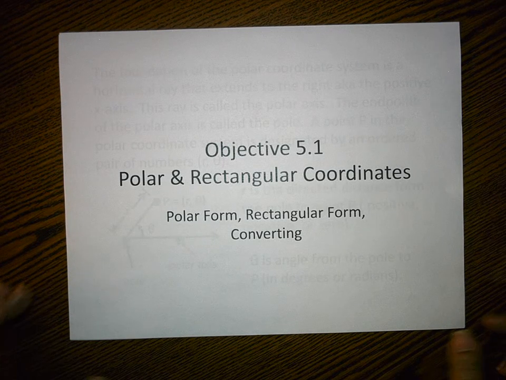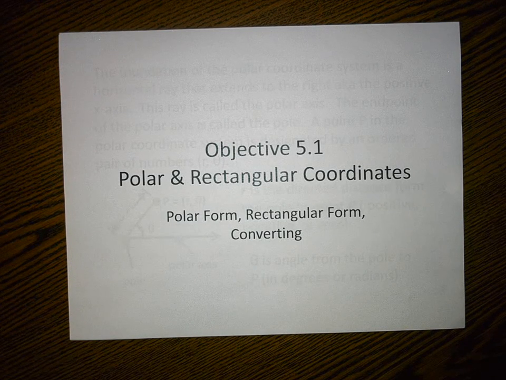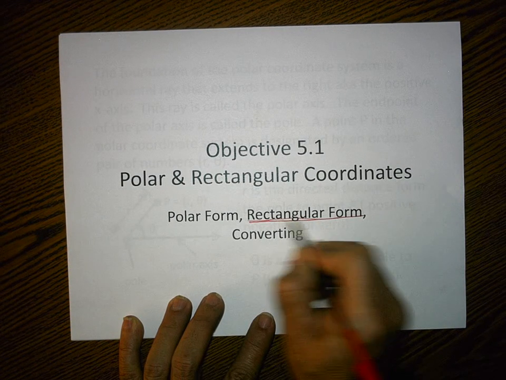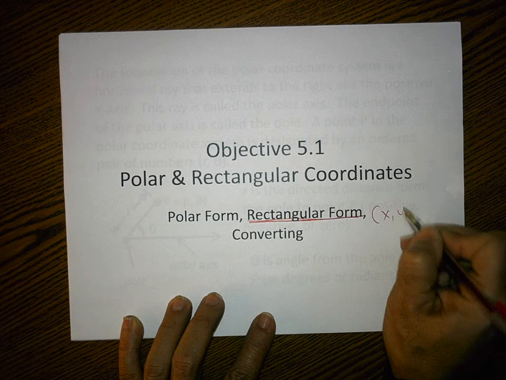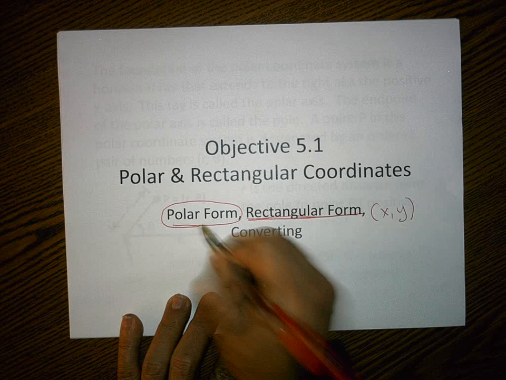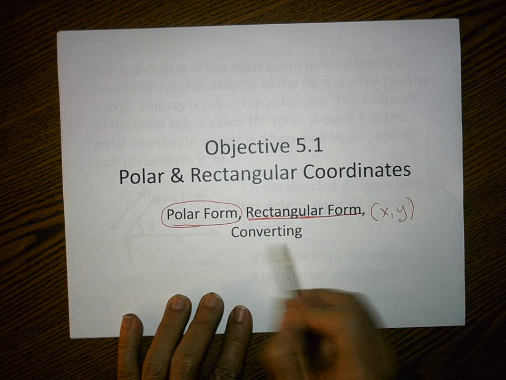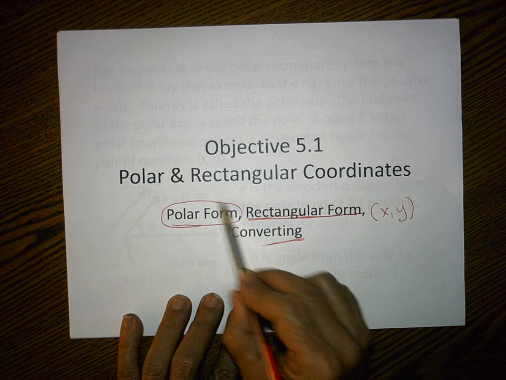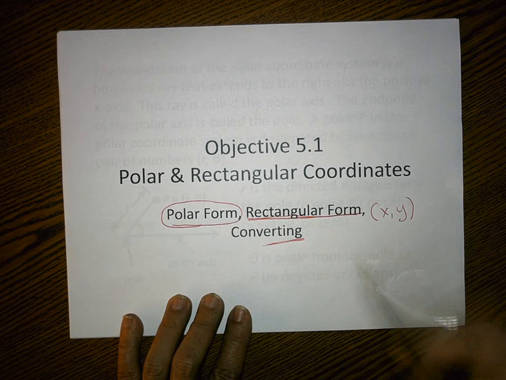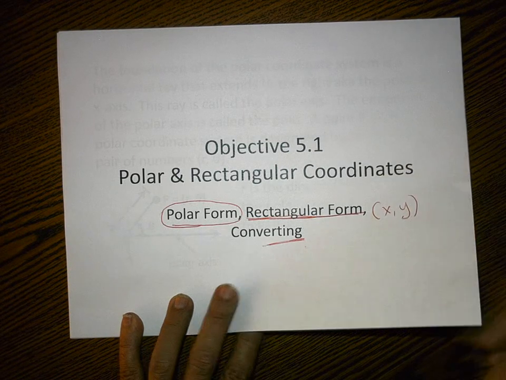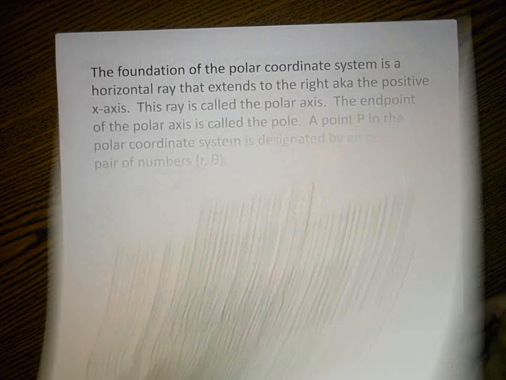Here we go, objective 5.1, polar and rectangular coordinates. So we already know rectangular coordinates, okay? You've always been working with rectangular coordinates in algebra. That's the x comma y coordinates. We're learning about polar coordinates, in polar form, and being able to go back and forth, seeing from one to the other. So first, let's learn about polar form. Then we'll go ahead and convert them back and forth. All right, so let's first introduce polar coordinates.